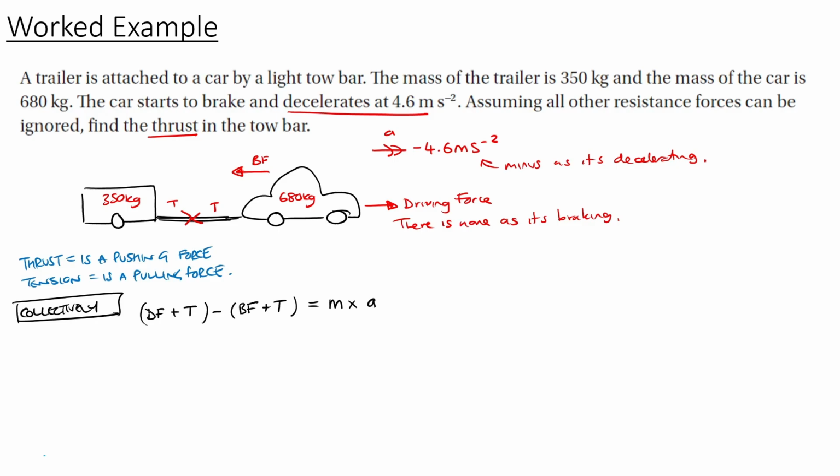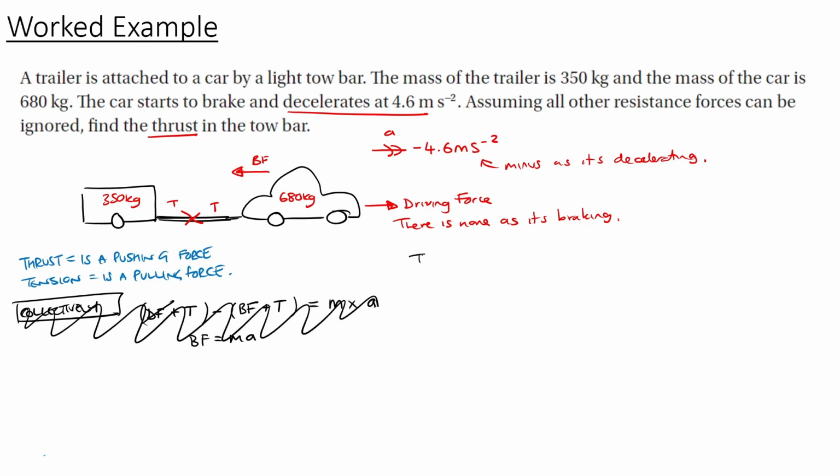Now the problem with this is that since there is no driving force, what we end up with is just BF equals MA. So we've lost that T value, which is what we're actually trying to find. So we're trying to find thrust. So we're not trying to find the braking force, we're trying to find the thrust. So collectively it doesn't work. So I can erase that method.